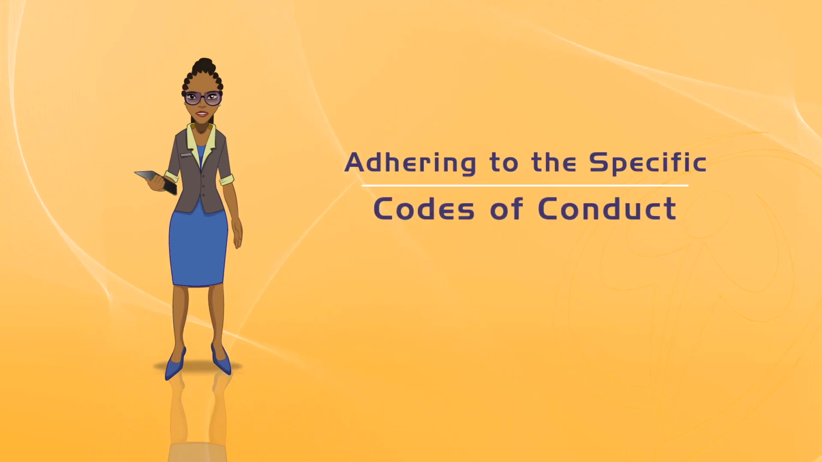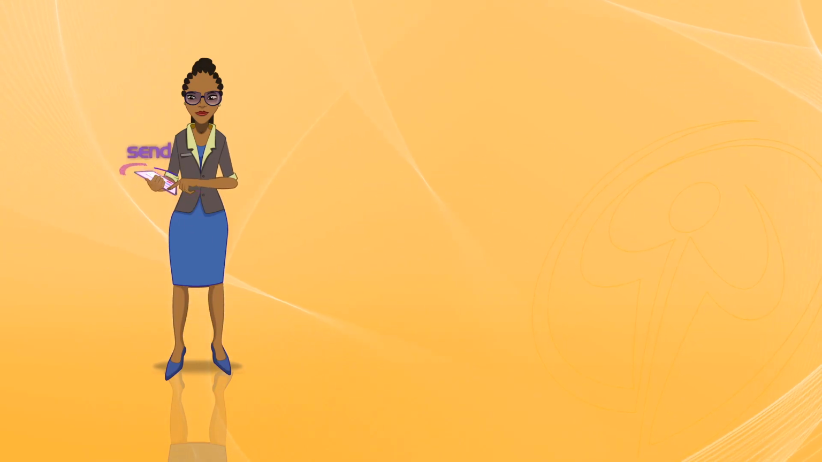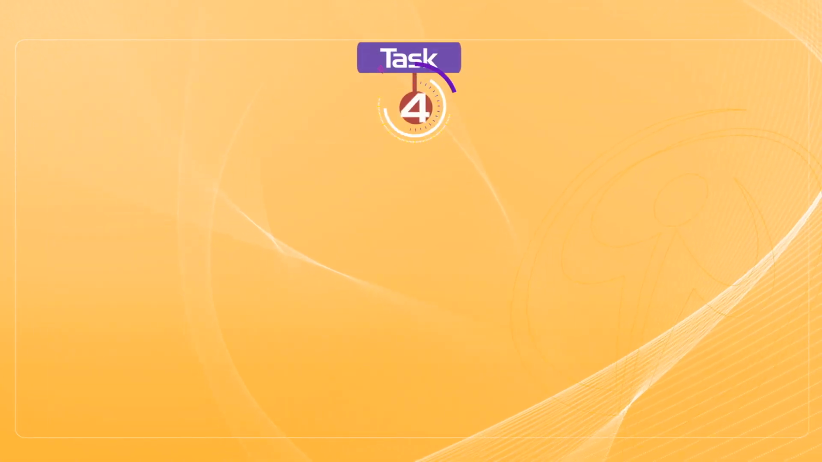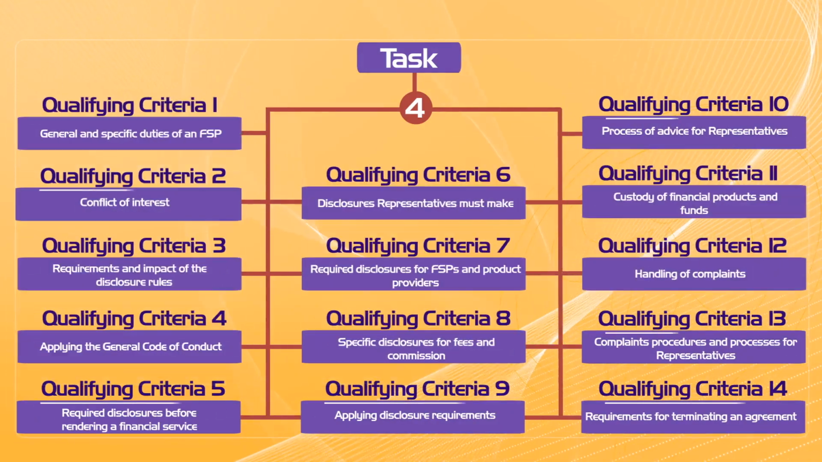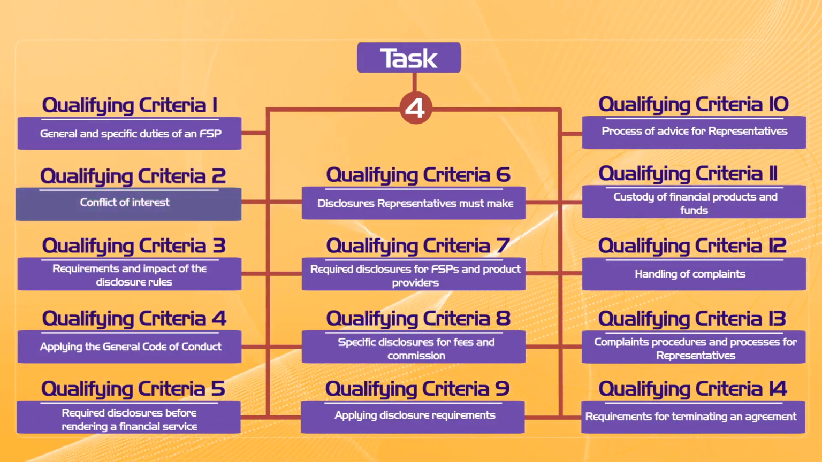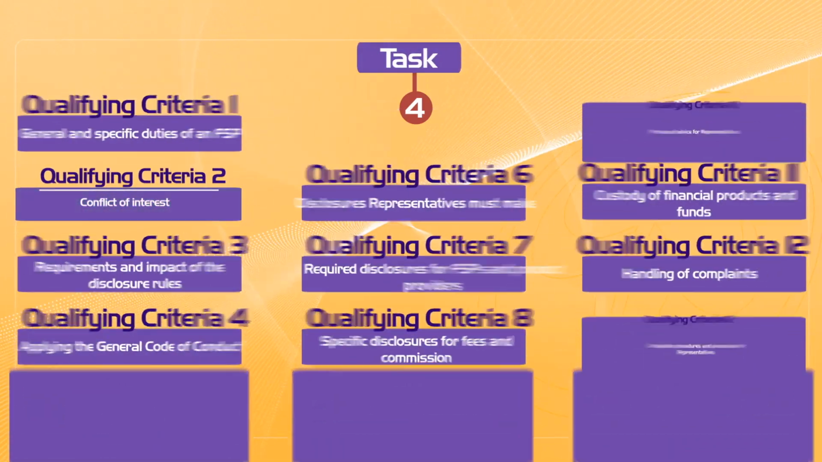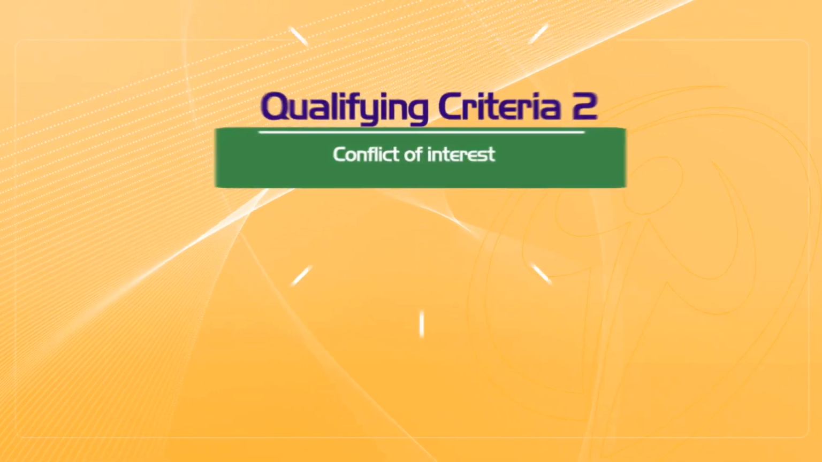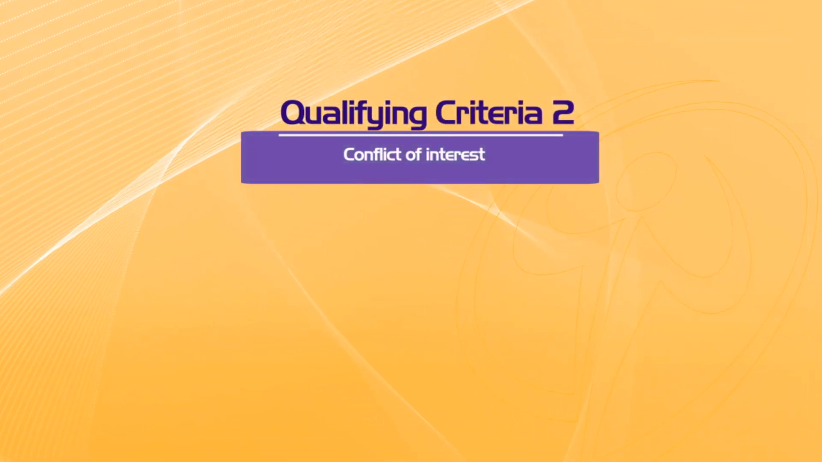Task 4 talks about adhering to the specific codes of conduct. Task 4 has 14 qualifying criteria. Let's look at Task 4, Qualifying Criteria 2. Describe what could possibly be a conflict of interest.